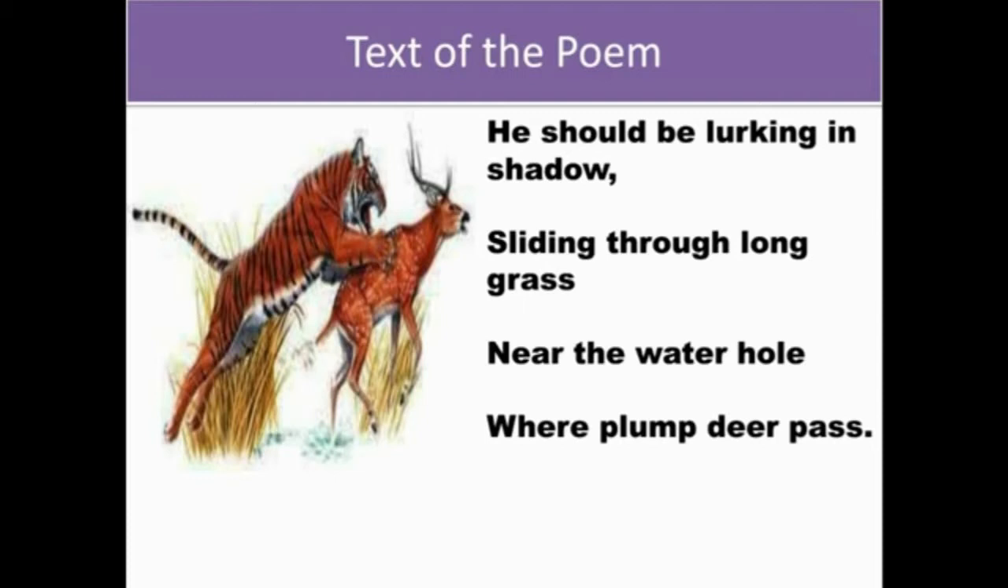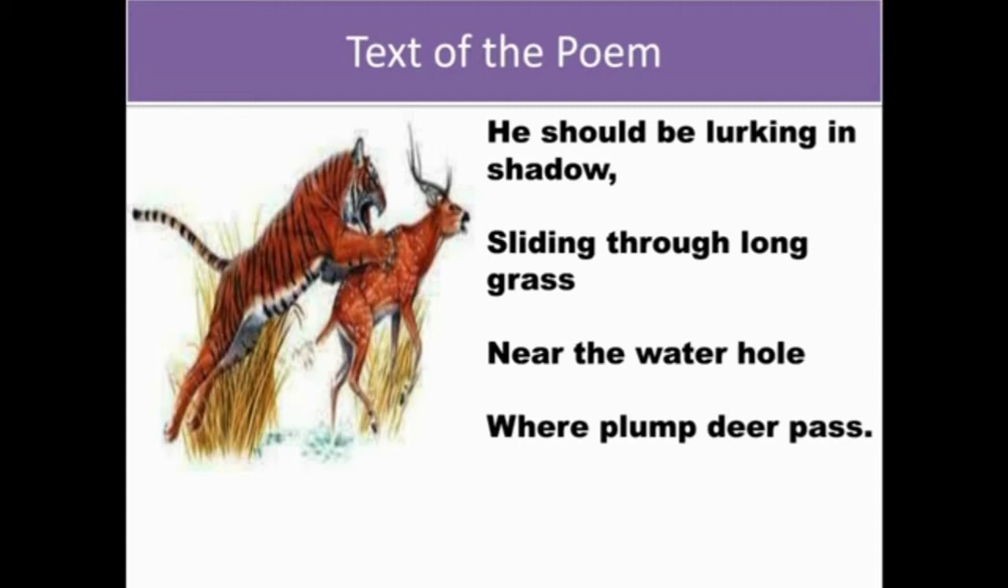If the tiger was free, he would have hidden himself behind the long grass, near the water hole or pool, and he could easily catch a deer in order to have it as his food. But here the poet conveys that the natural habitat of a tiger is to live in the jungle where he could catch his prey, that is food, easily, but a tiger in a cage cannot do so.